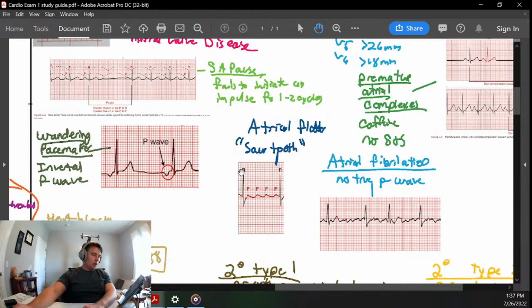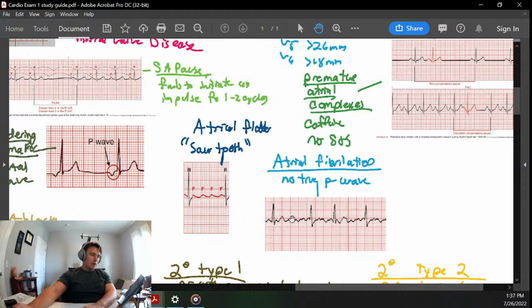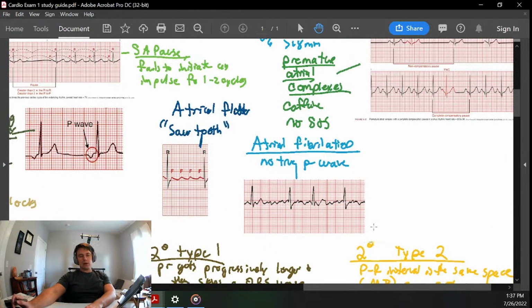So you've got a good QRS complex, but you've just got AFib. So if you don't have a true P wave here, your P wave is the contraction of the atrium. So if you just have a bunch of random activity here, it's not symmetrical. This is AFib.